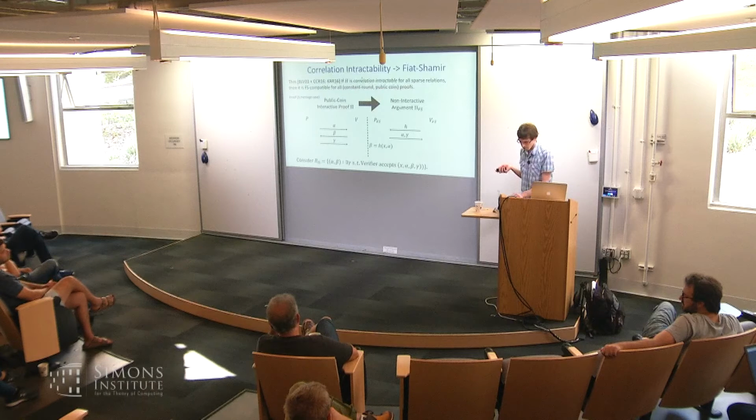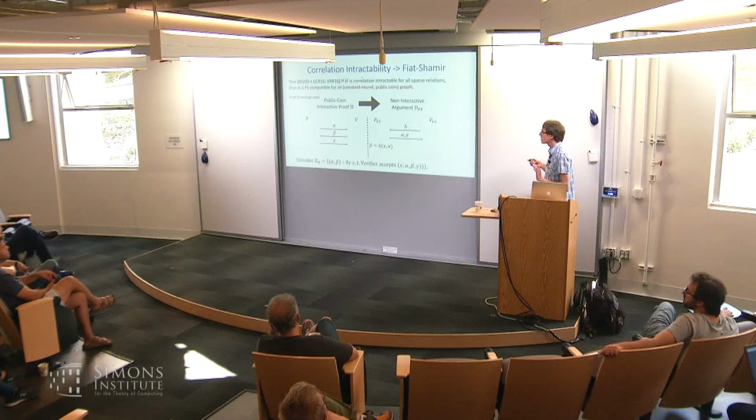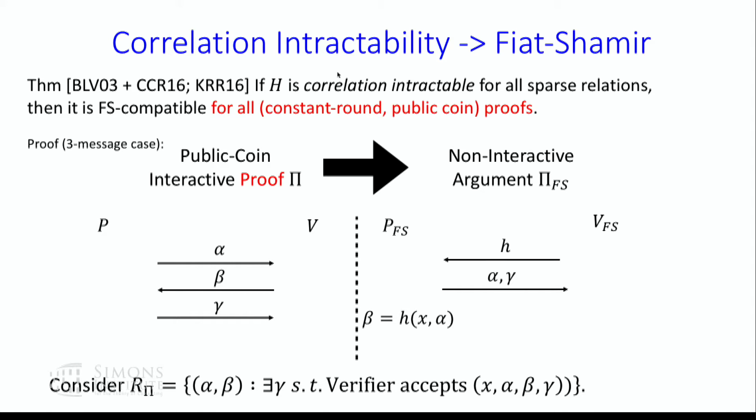All right, so this shows that correlation intractability suffices for Fiat-Shamir, at least for three-message protocols. You can extend it to constant-round public coin interactive proofs. So this should hopefully convince you of the utility of the security notion. This is quite different from the arguments case, because there is a security property we can phrase that suffices and that also isn't just unconditionally unsatisfiable. That would be bad too.